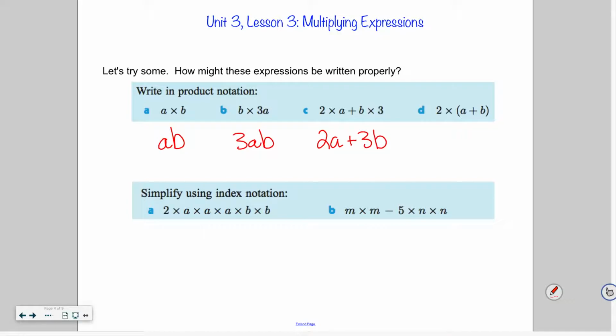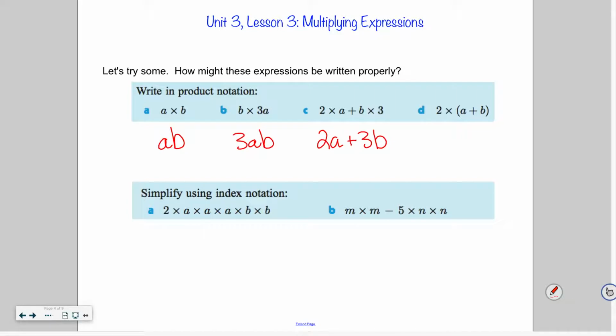I snuck in a little addition. Can we keep simplifying? Are we done? You're done. Very good, and you took the words out of my mouth. You're done because they're not like terms. So we're done with that one. That's a simplified expression.